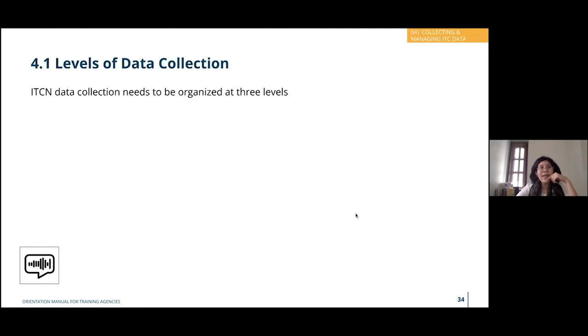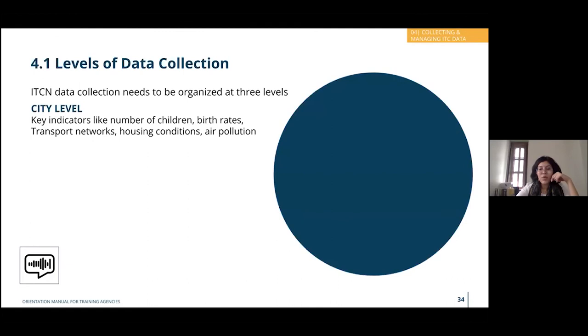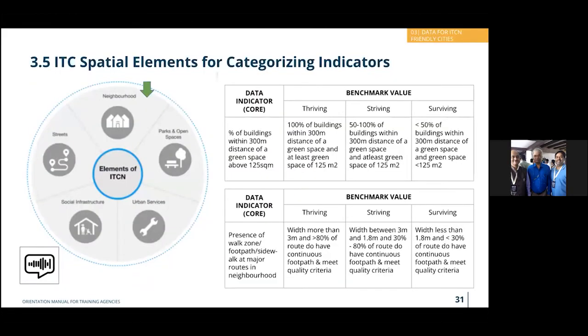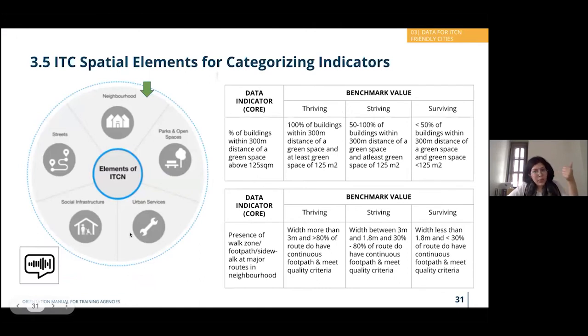Does someone remember that? We can go back, no worries. Footpath. See, these are the 5 areas, right? So we are collecting data on neighborhoods, parks, urban services, social infrastructure, and streets, right? These are the 5 areas because it is ITCN. So we are not going and collecting data, let's say, on bus services or transport or lots of other things which are important, but we are focused on these 5 things as part of this framework, correct?